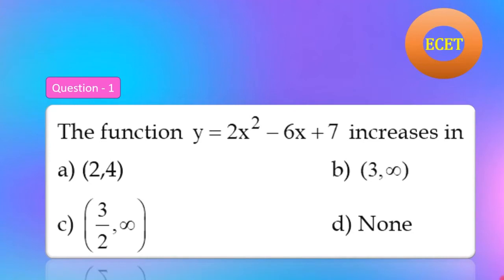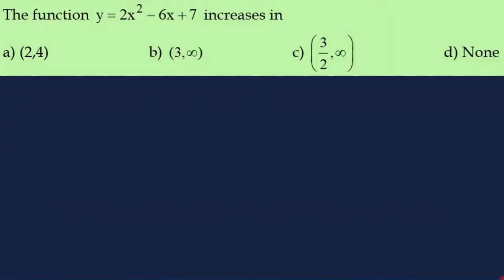Question number 1. Read the question and write it. The question is, the function y is equal to 2x square minus 6x plus 7 increases in, options are interval 2, 4, 3, infinity, 3 by 2, infinity, none.